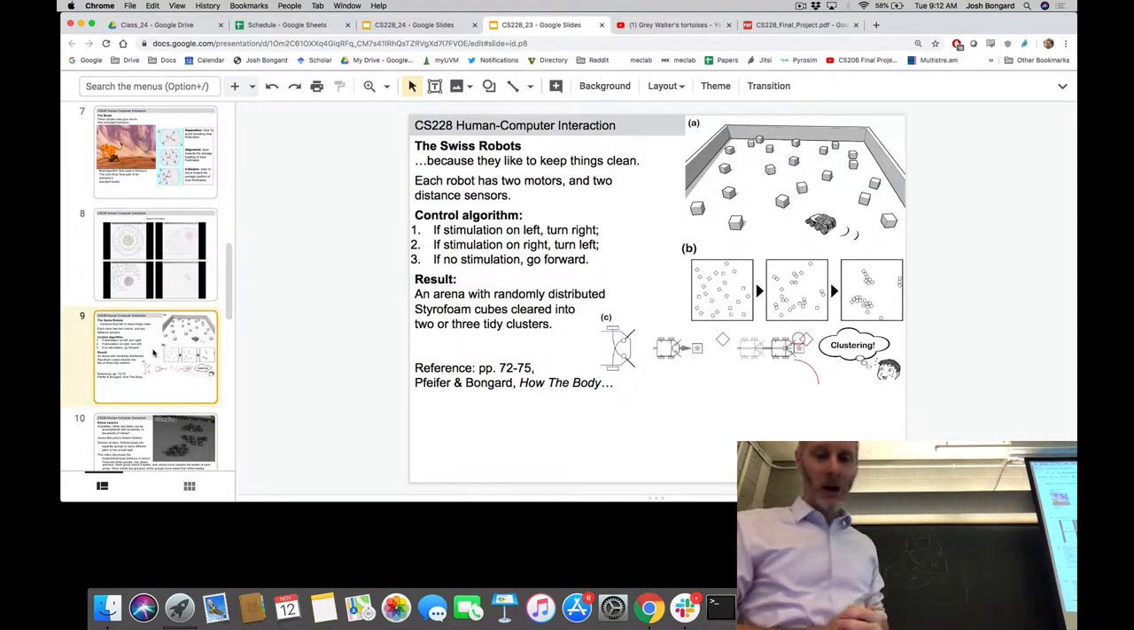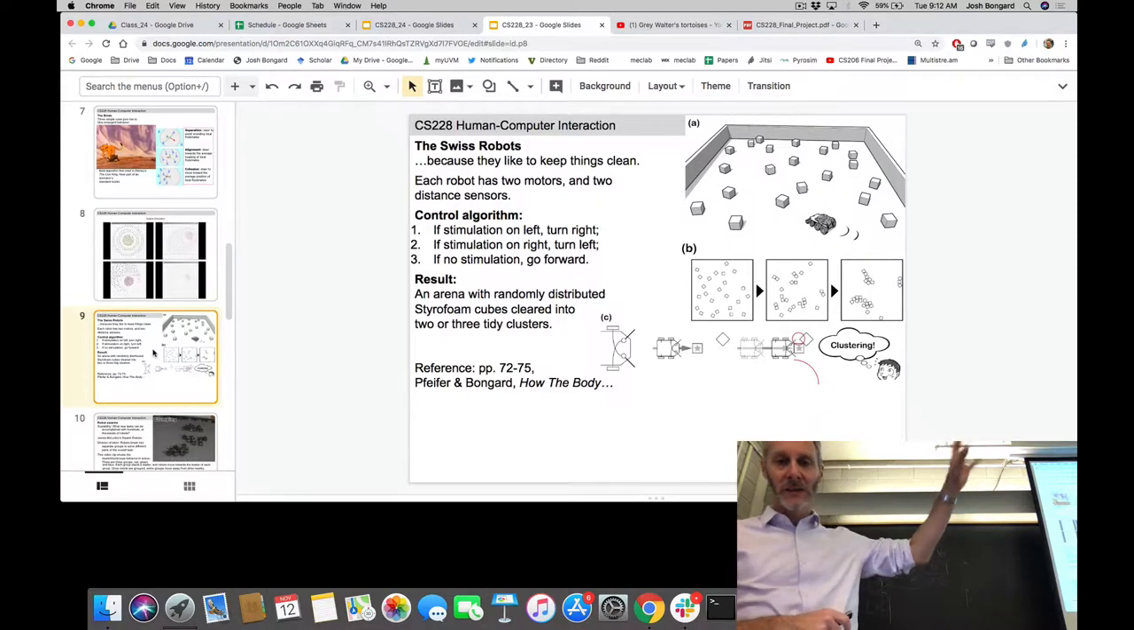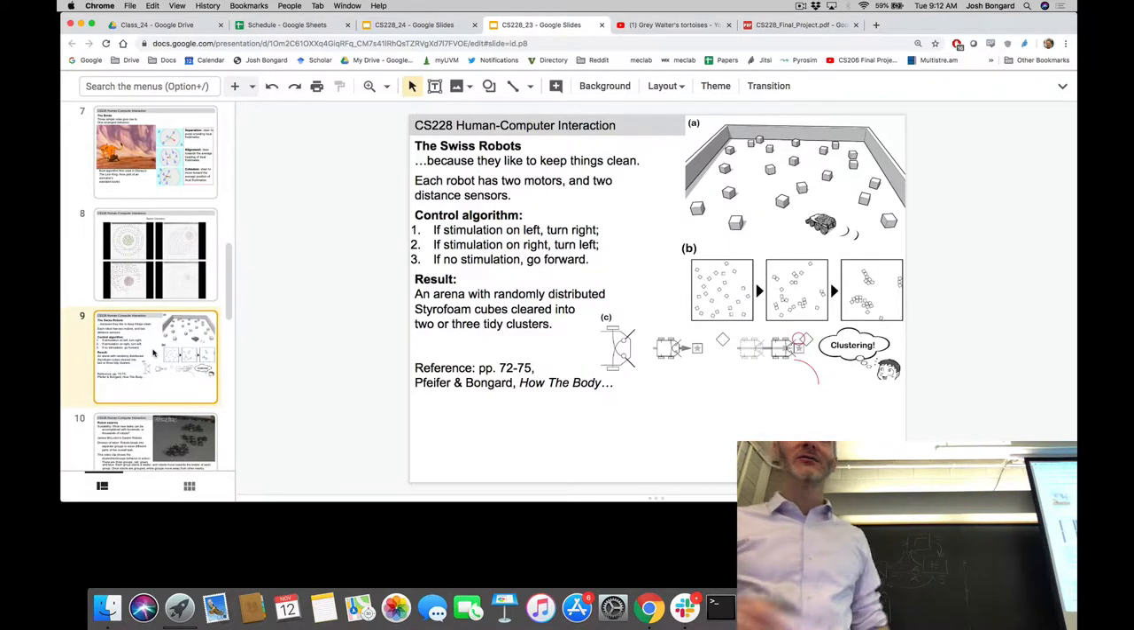How do the Swiss robots work? Well, they're basically these sort of simple remote control cars that you see here with a little bit of additional electronics put on top. The basic control algorithm, as you see here, is a very straightforward Breitenberg vehicle. If there's stimulation front left, turn to the right. Stimulation on the right, turn left. If no stimulation, go forward.